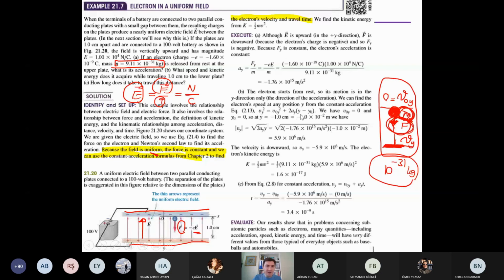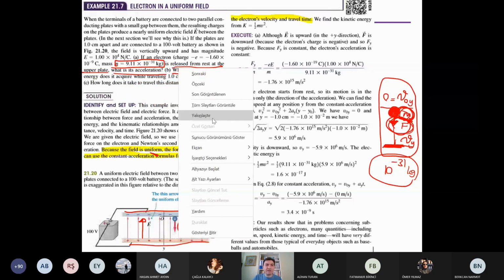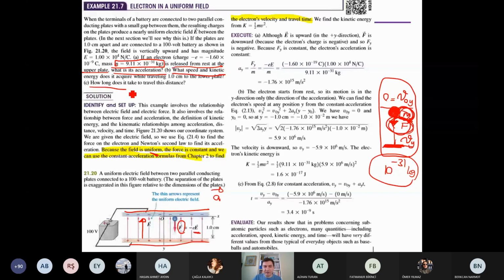So now it is released from rest at the upper plate. What is its acceleration? Second question, what speed and kinetic energy does it acquire while traveling 1 centimeter to the lower plate? Speed and kinetic energy are asked. And the last question, how long does it take to travel this distance? Okay, so here we have 1 centimeter between the plates. And what about the time to travel through this distance?